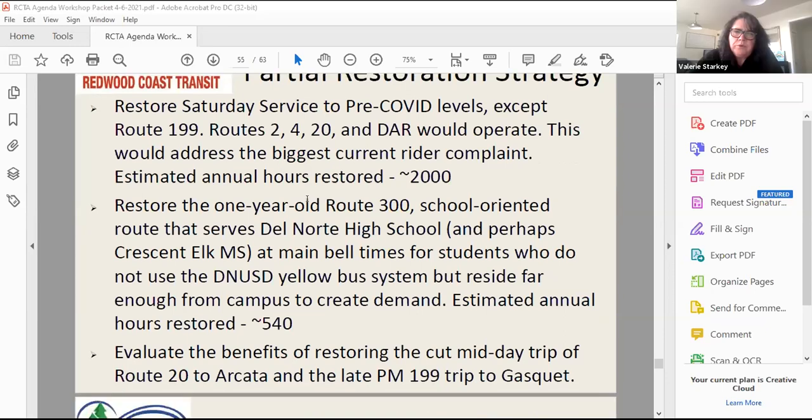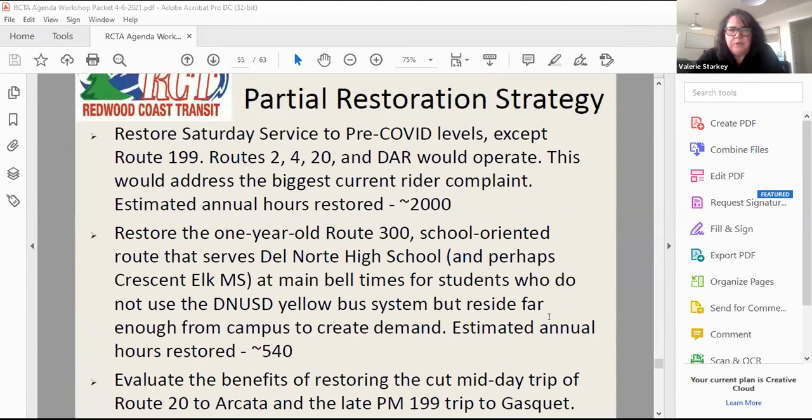Real quick question on the Route 300. Is that only operated during the school year or is that a year-round route? Yeah, it's just school days only during the school year. It's kind of called a tripper, school tripper, in the business. But yeah, it only runs on school days. For planning purposes, we figure a couple hundred days a year.